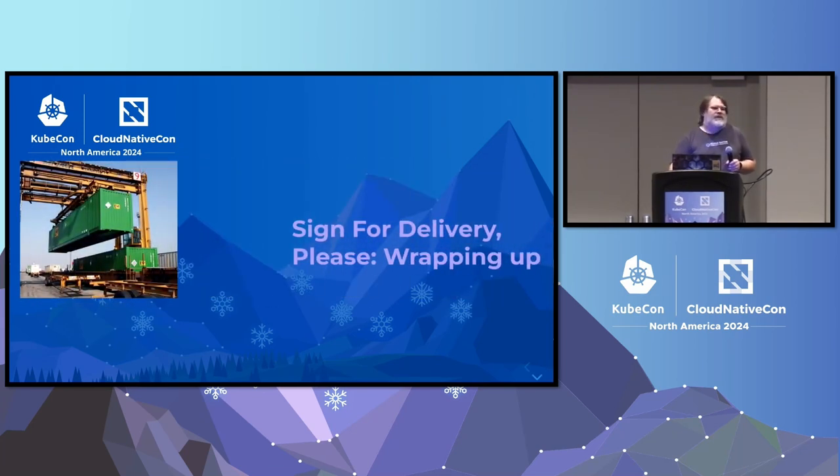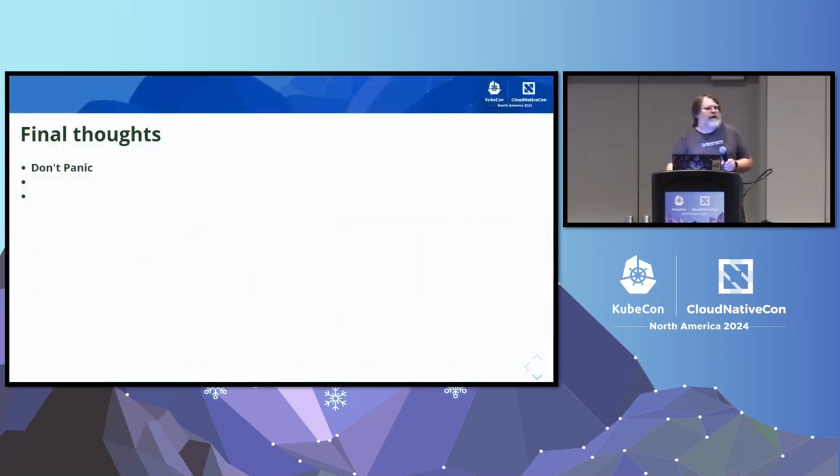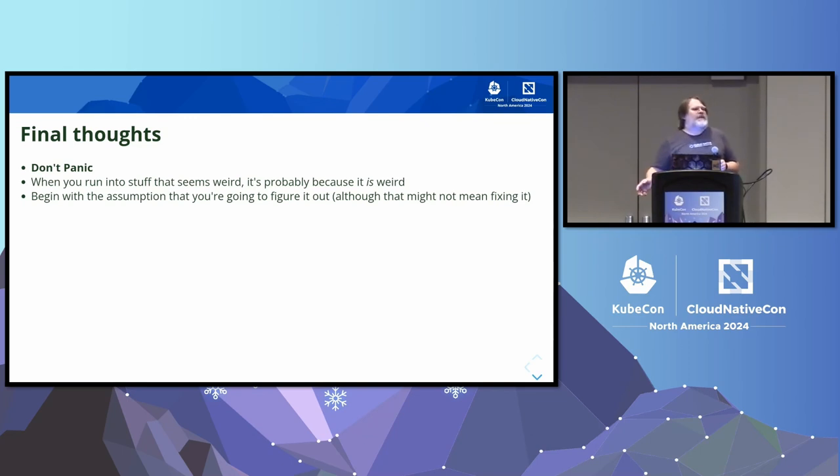Now, just a couple more things, and then I'll take questions because we're getting down to about the right time for that. Just to wrap up, final thoughts. Like I said, don't panic. I think I said that before. If I didn't, don't panic. You'll figure it out. If it looks weird, it probably is weird. It's not just that you can't understand it. It's legitimately a lot of this stuff is very odd and does not work the way that a normal human brain, and I say that as a neurodivergent person myself, would expect it to work. So just begin with the assumption that, yes, something's gone wrong, but I'm going to figure it out. It's going to be okay.